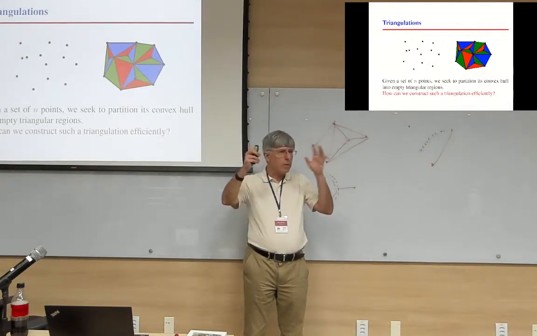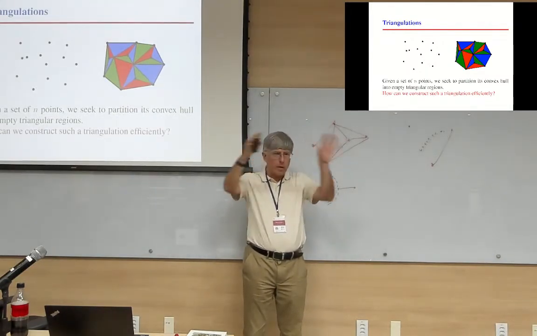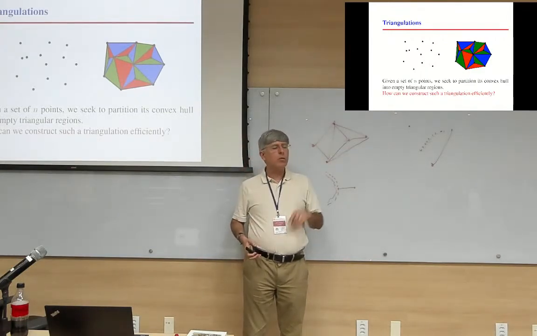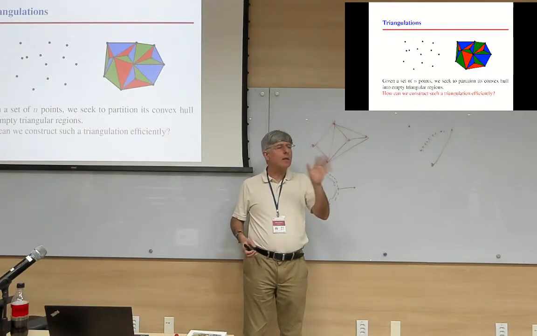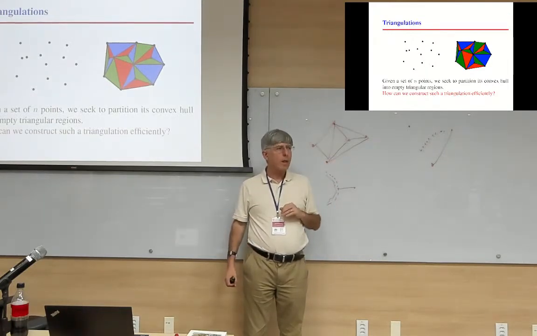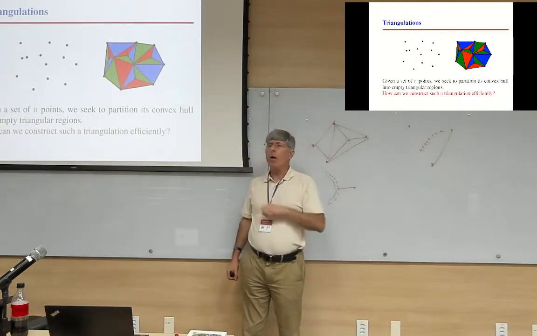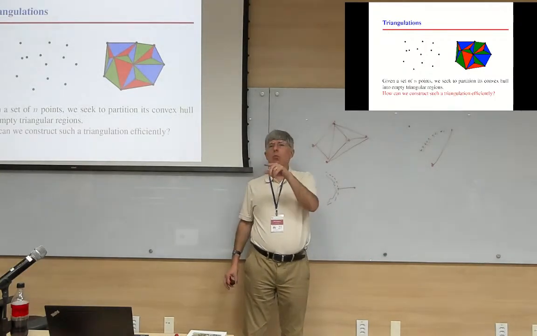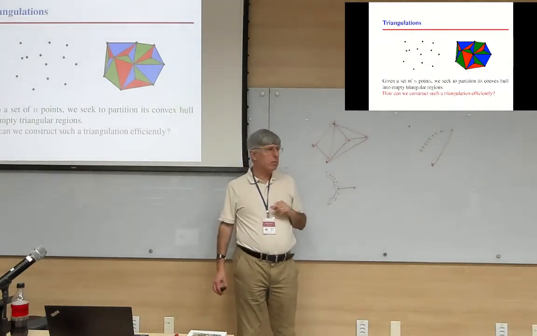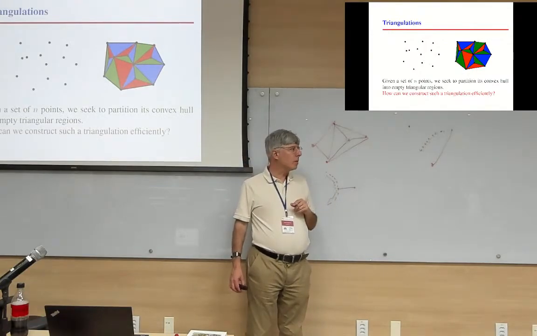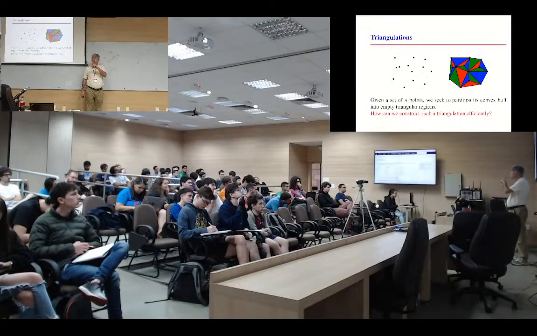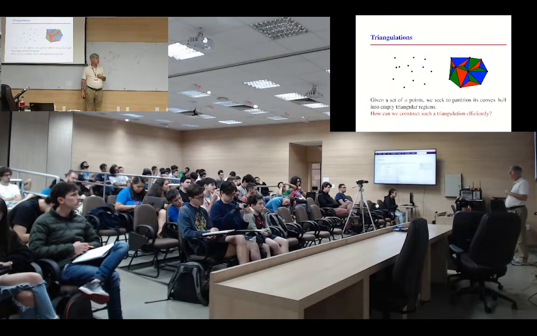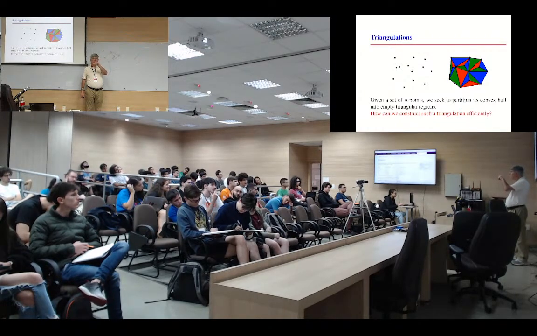Each triangle is a region, and the regions cover the whole thing, which is useful for trying to identify the nearest point, and lots of things. How can you take a set of points and triangulate it? What's the simplest way to take a set of n points and triangulate it? Does anybody have any ideas how to do it? How would you triangulate these points?